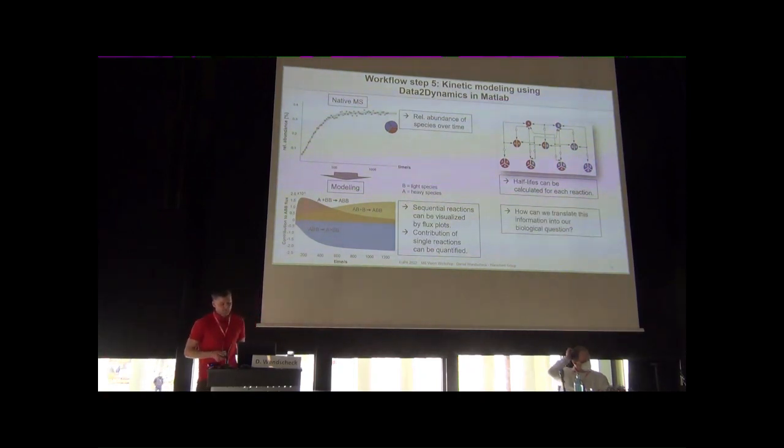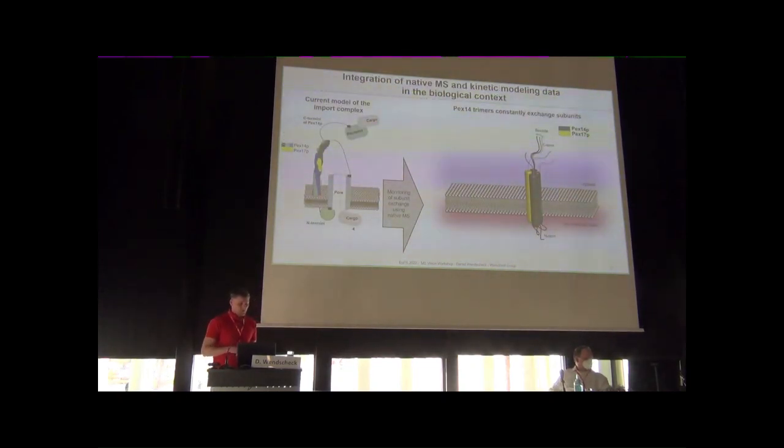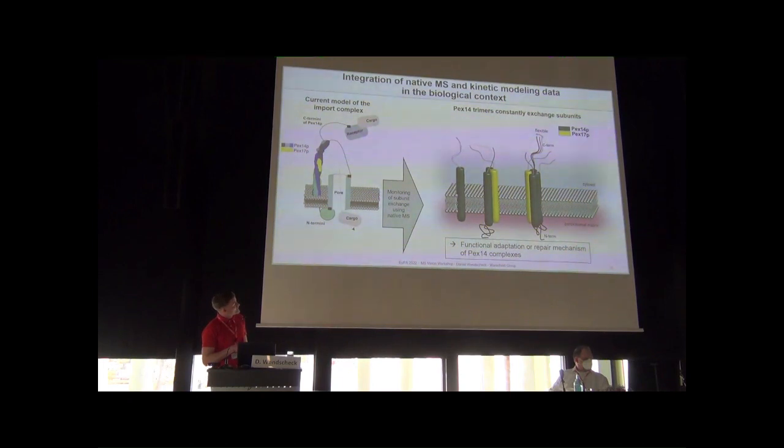But how can we translate this information into a biological question now? I started with a current model of the import complex here on the left side, and by the use of the monitoring of the subunit exchange, I now draw the hypothesis that depending on the size of the cargo, there is probably an assembly of a second copy of the heterotetramer, which is then some kind of functional adaptation, or if one of these copies of PEX14 is broken or too old, it can also be displaced, and then a new copy can be assembled inside.